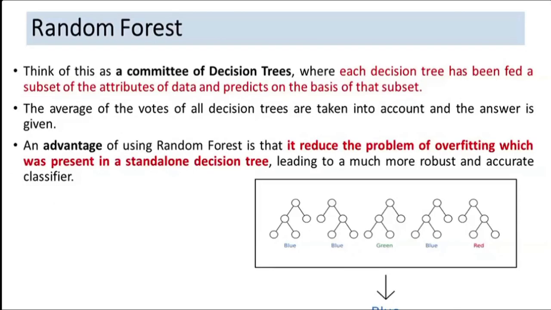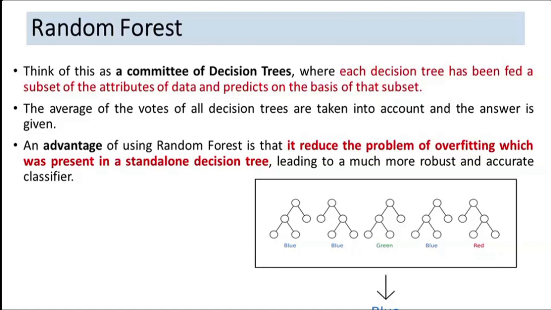In the case of the random forest, as its name suggests, a forest is created with a number of trees included. So the random forest is a committee of decision trees where each decision tree is fed a subset of the attributes of the data and predicts on the basis of that subset. The votes of all the decision trees are taken into consideration and the final answer is given.